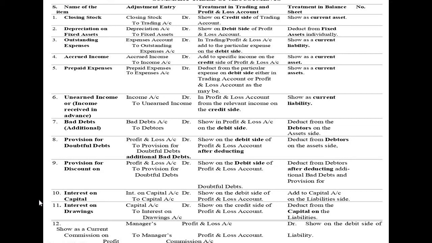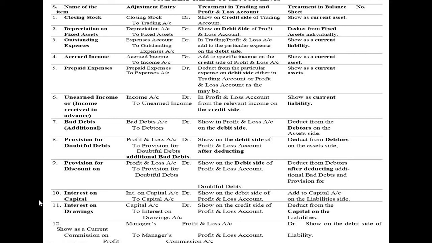Accrued or outstanding income is the income which has been earned but not received during the accounting period. The adjustment entry is accrued income account to income account. It is shown on the asset side of the balance sheet and it is added to the respective income account in P&L account credit side.